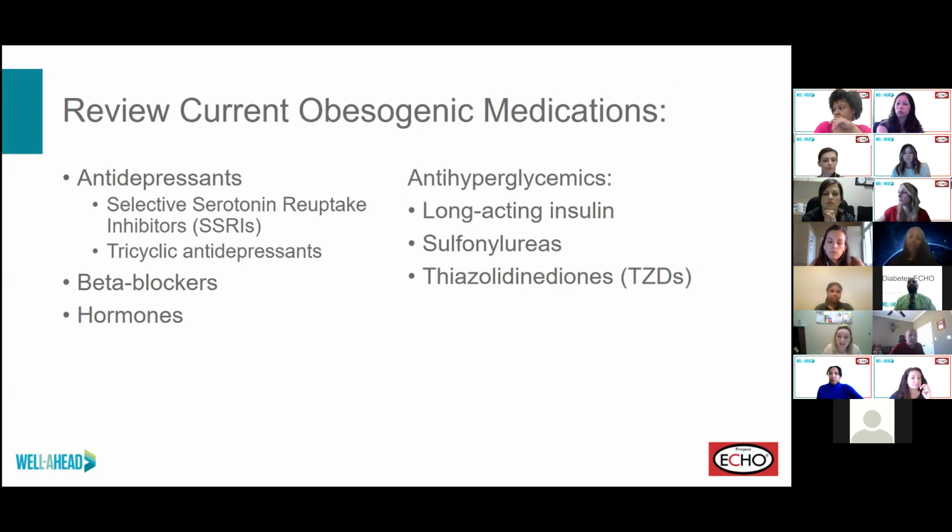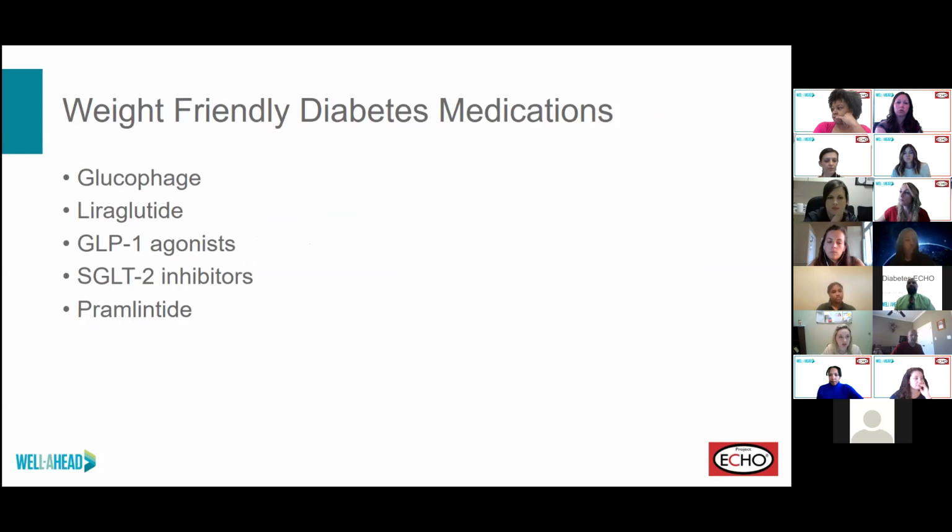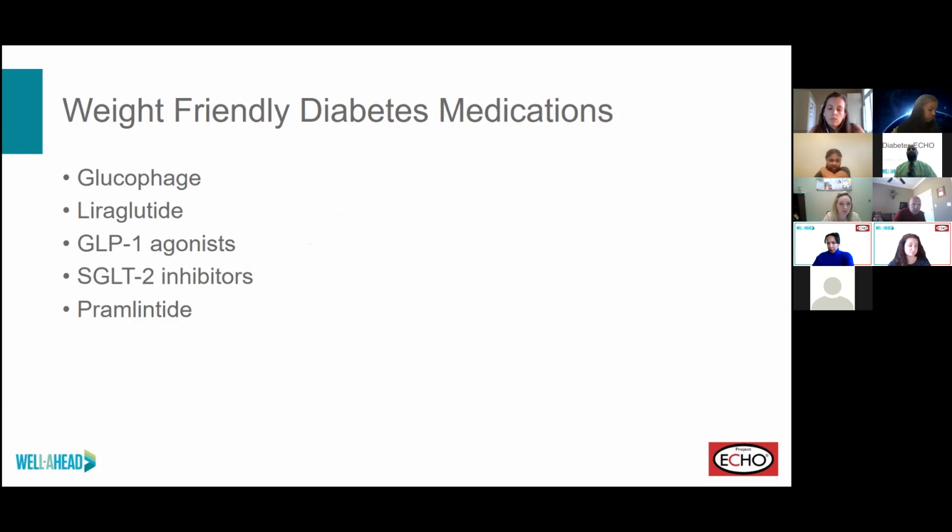As far as diabetes-specific medications, basal insulin does contribute to some weight gain, sulfonylureas, and TZDs as well. Some weight-friendly diabetes medications, on the other hand: glucophage, which we know is always our first step in the treatment of diabetes, liraglutide, GLP-1 agonists, SGLT2 inhibitors, and pramlintide. So those may be options to explore with your patients to change over to or incorporate.